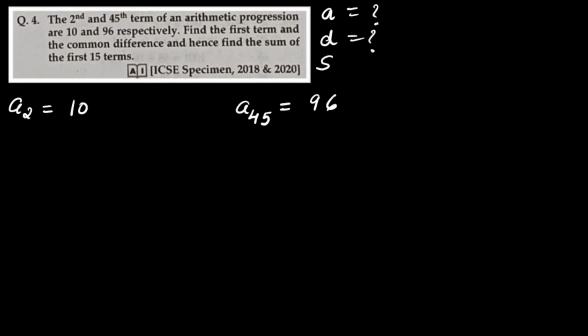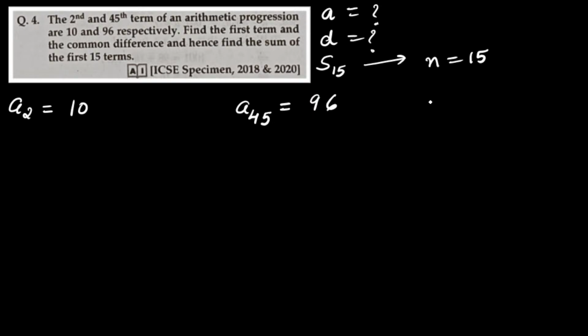So the sum of first 15 terms, S15, we have to find. For S15, n is equal to 15. So these things we have to find. First of all, we'll expand the formulas and we will get two equations.